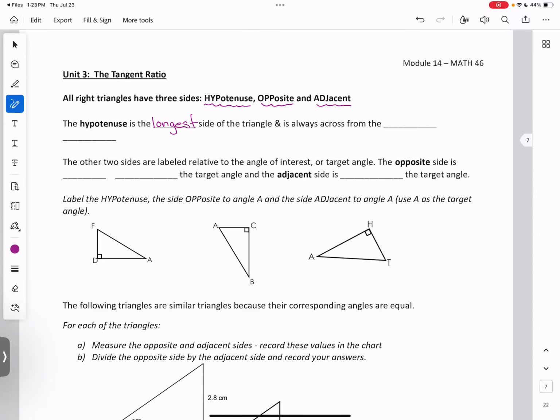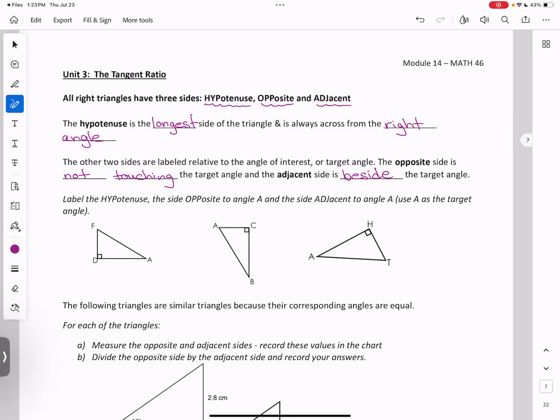The hypotenuse is the longest side of your right triangle, and it's always across from the right angle. So remember, that means it's not touching the right angle. The other two sides are labeled according to your angle of interest, which we call the target angle. According to whatever angle you're considering your target angle, the opposite side is the side that's not touching the target angle. And then the adjacent side is going to be beside the target angle and not the hypotenuse side.